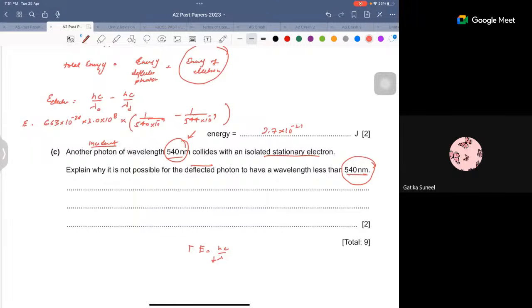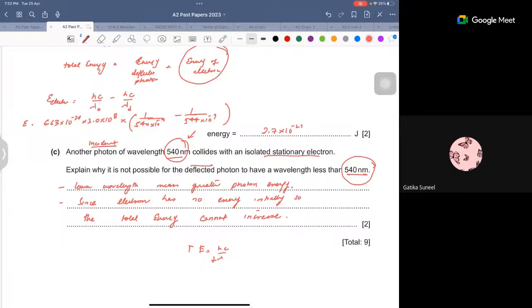So that means that a lower wavelength means greater photon energy. So since the electron has no energy because it's stationary, right? Initially. So the total energy cannot increase. Do you guys understand this? There's only one way that the electron gives it energy, but the electron cannot because it has no energy of its own. It's just stationary. That's why. All right.